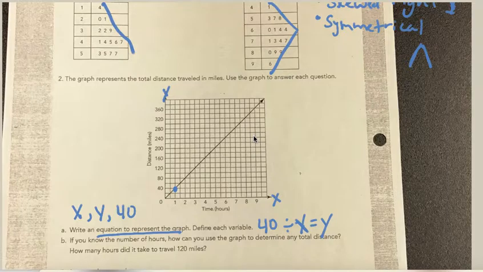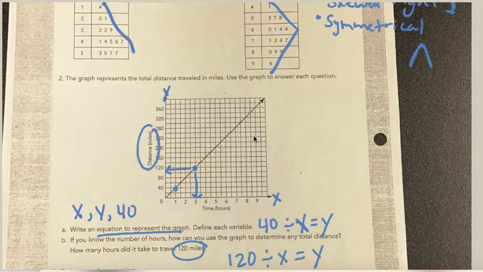So if I plug in 120 instead of 40, divided by X equals Y, what would be the X? So if I go across 120 right here, what would the X be? Tells you right there. And what would the Y be? Tells you right there. So you could fill in your X and your Y with that. And the miles, remember, looks like to me like it's the Y. So whatever you get for a Y would be your answer for B.